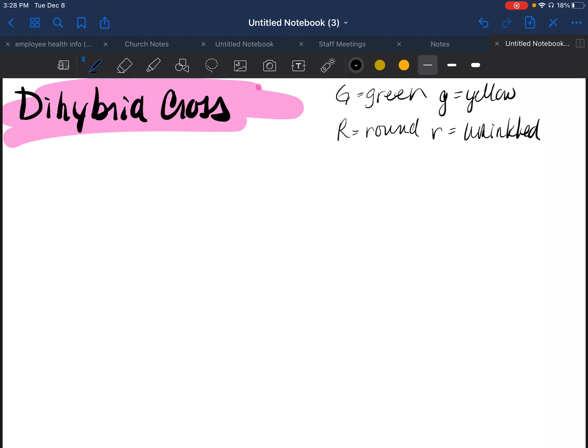Hi everybody, we are going to do a dihybrid cross. I want to show you how to do those. So basically a dihybrid, as the name suggests with the prefix di, is two different alleles and you're looking at the probabilities of them being inherited together. You're given the genotypes of the parents, and you have to figure out what the genotypes of the offspring will be.